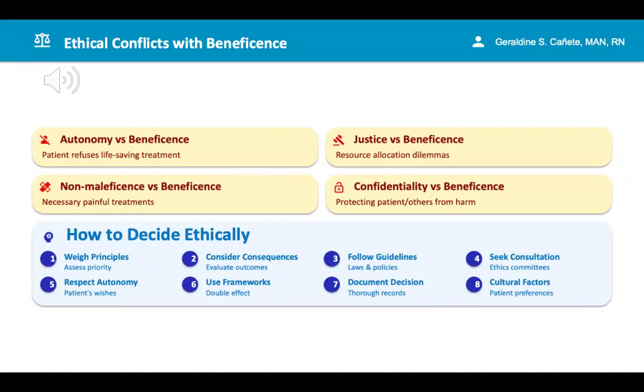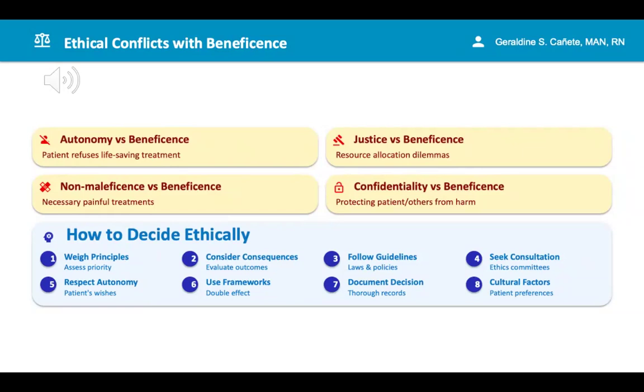Another example is a conflict between non maleficence versus beneficence. Like when there are necessary painful treatments. Sometimes the only way to help a patient is to cause them pain. Now, how can you minimize harm while still providing beneficial treatment? How can you balance the potential benefits of a treatment with its potential risks?